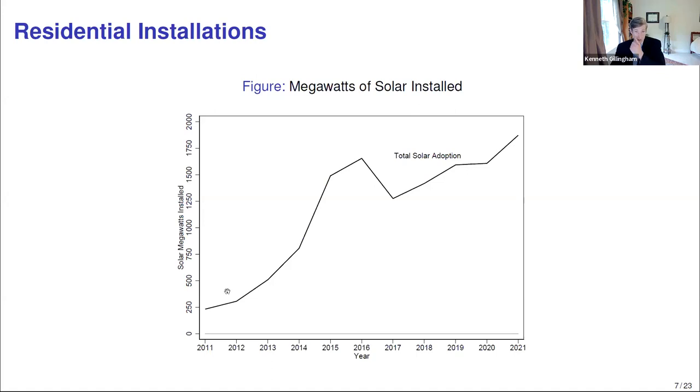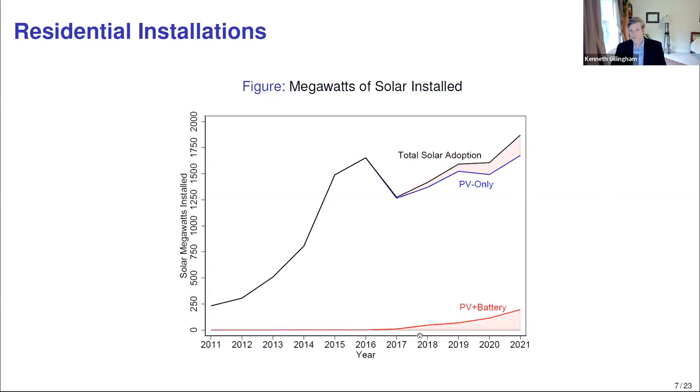Quickly to show the total number of megawatts of solar installed, as you probably know, has steadily been increasing over time in the decade between 2011 to 2021. It's continued to increase since then. But this is what you see with PV battery. A small amount have been co-adopting since 2017.